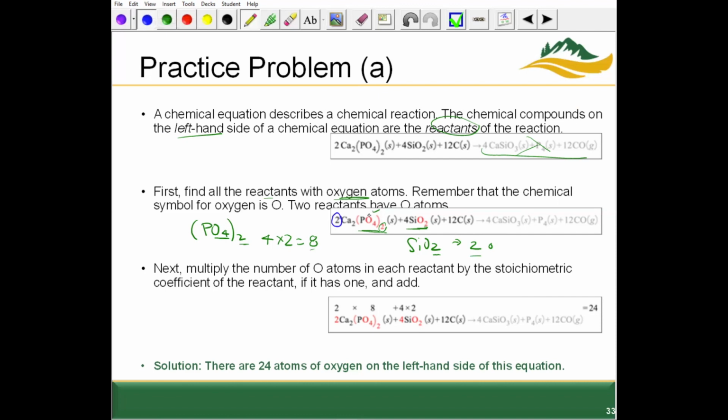Next, we use these molar coefficients out front. So there are 2 of everything here. There's 4 of everything here. There's 12 carbon. These are separated by a plus sign. So 2 of everything here, separated by a plus sign. 4 of everything here, separated by a plus sign. So we have 8 oxygen. We need to multiply that by 2. Here we have 2 oxygen. We need to multiply that by 4. This then totals up to there being 24 atoms of oxygen on the reactant side of this equation.